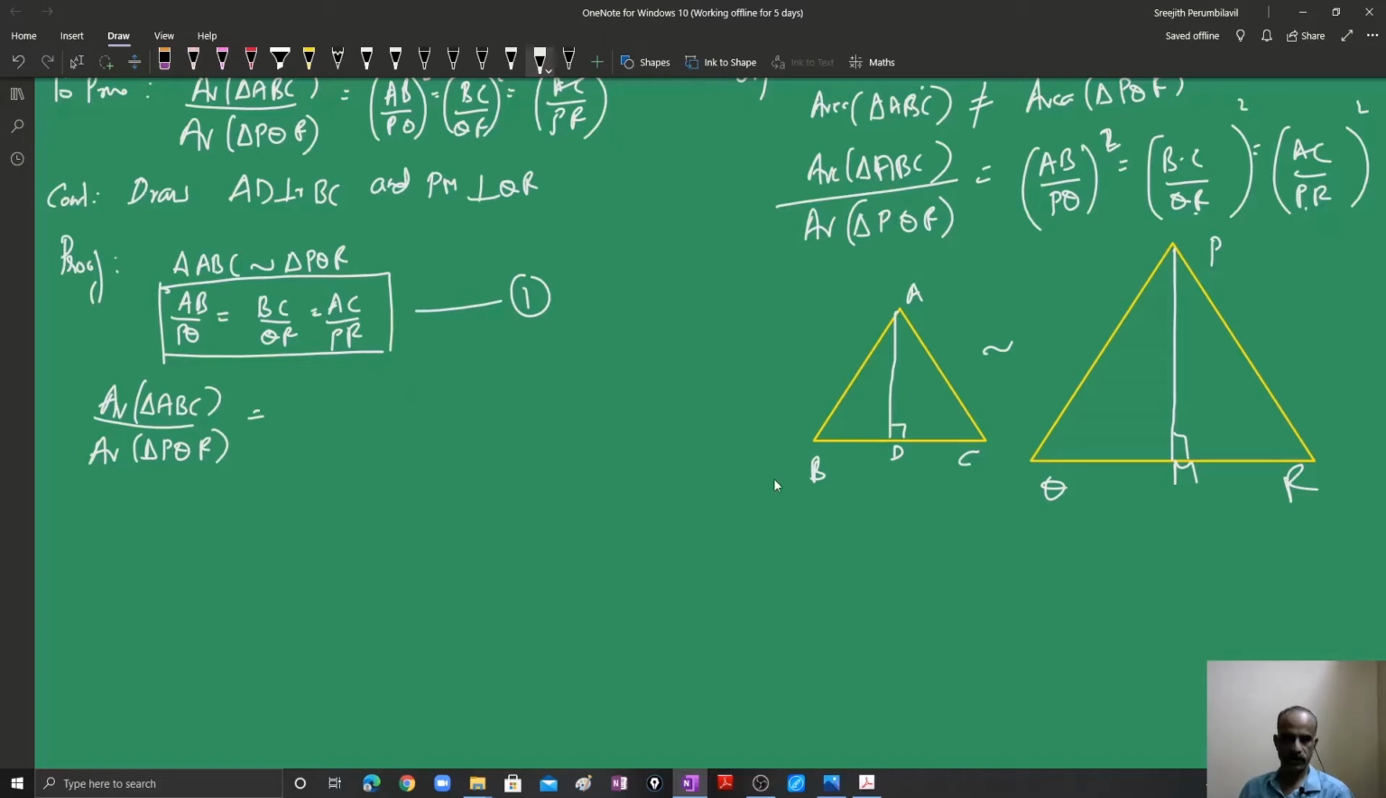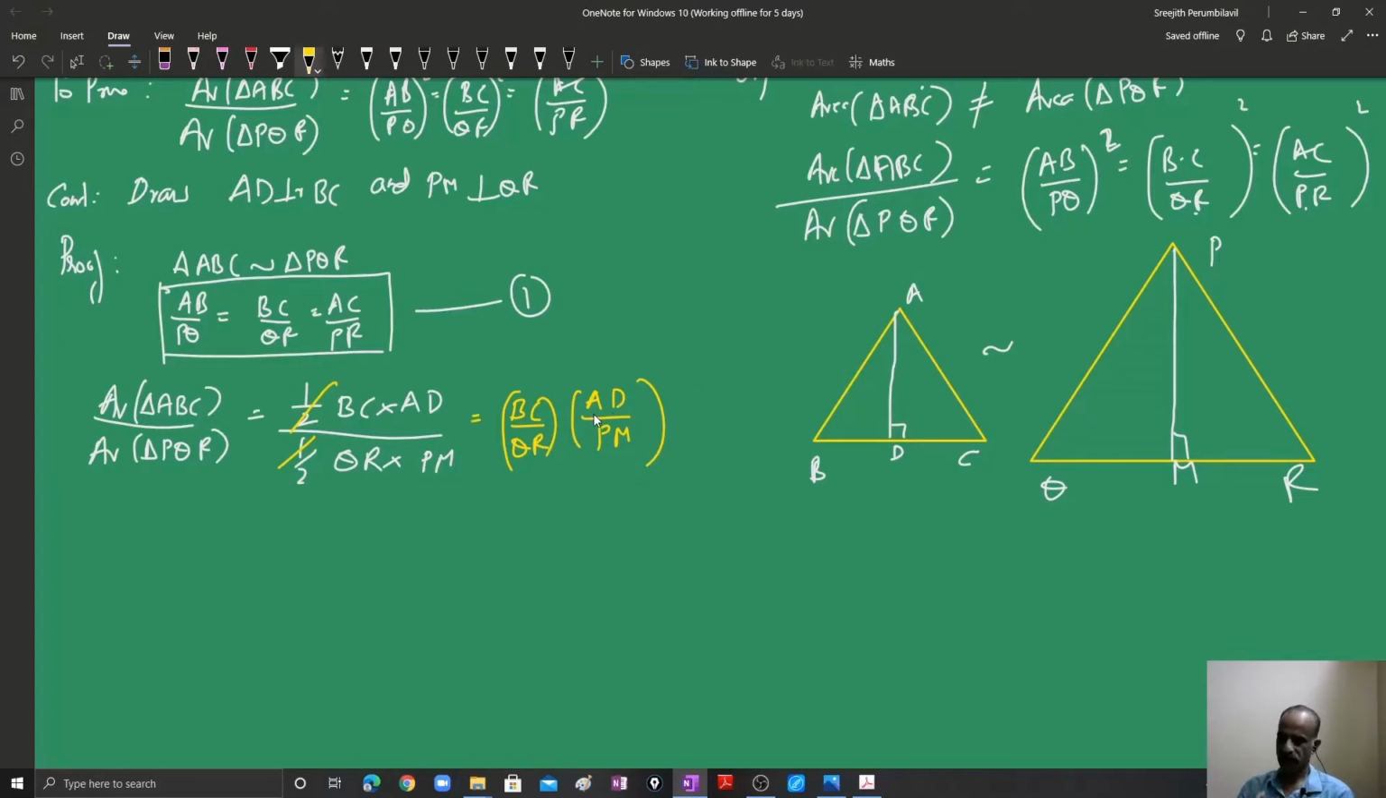That is equal to, let us find the area: half into base BC into height AD, divided by half into base QR into height PM. Here we have a cancellation, we cancel it. What remains is BC by QR into AD by PM. This is what remains.